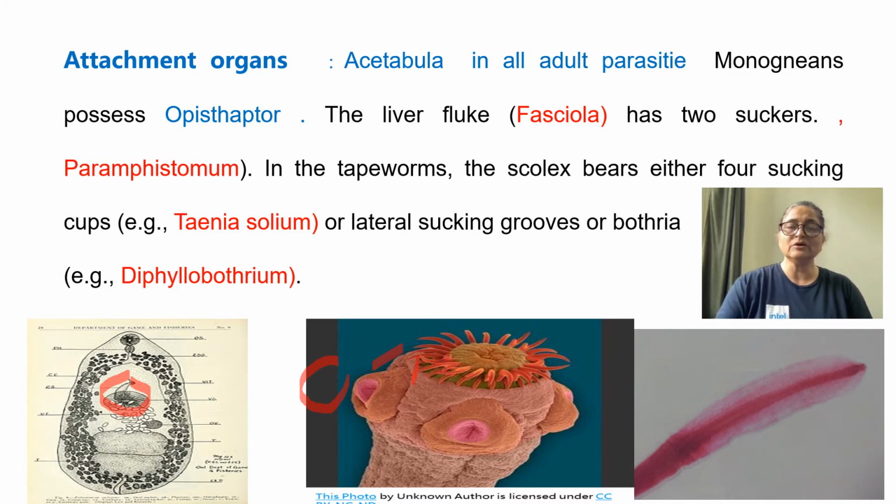But in the case of pseudophyllidean cestodes, which are found in a few fishes, they have a spoon-like head, that is this one. Here you can see, and they have the midridges, that is known as bothria. So these are the adaptive organs, attachment organs found in all the platyhelminthes, which help them to live a good life as a parasite.